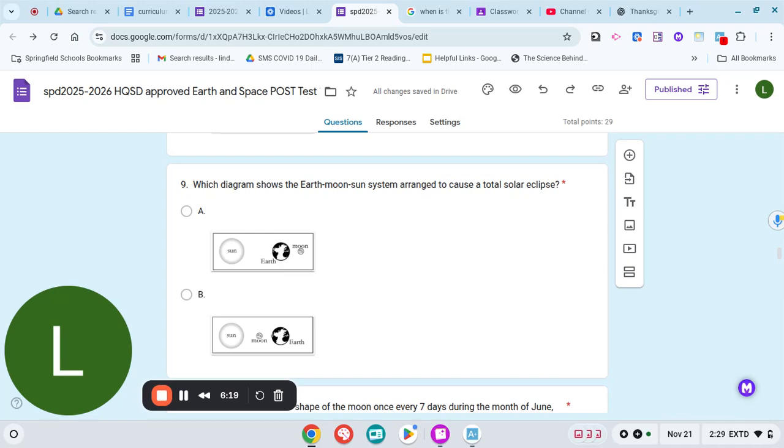Number 9. Which diagram shows the Earth-Moon-Sun system arranged to cause a total solar eclipse? So when will we have a total solar eclipse? Is it here where the sun's here, the earth is here, and the moon is here? Or is it when the sun is here, the moon's here, the earth is here? So which one will cause a total solar eclipse, A or B?